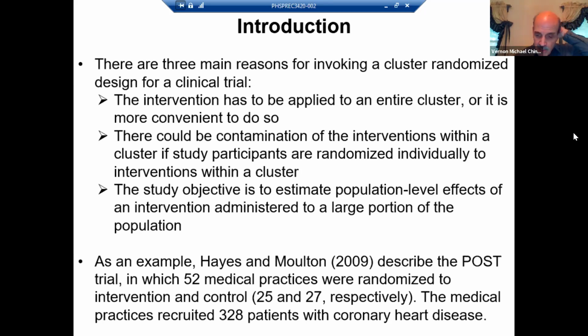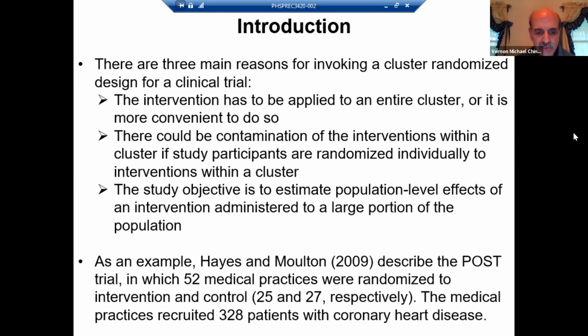So one of the references I'm using here is a book by Hayes and Moulton from 2009. The book is entitled Cluster Randomized Trials. And I have the references on the last couple of slides if you get the slides and want to look up some of these references. But anyway, one of their examples is called the post-trial.